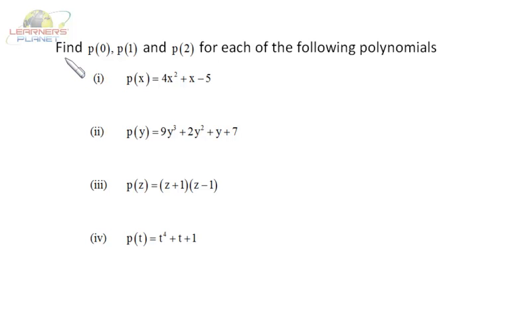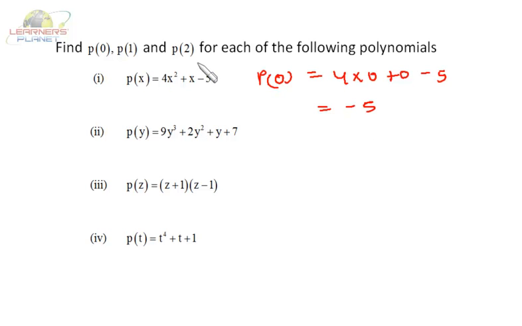Now in this question, find P0, P1 and P2 for each of the following polynomials. Same as in the previous question, you have to put the value of x as 0, 1 or 2 and you have to get the value of the right hand side expression. Okay, so suppose in this example I find out P0. That means I am putting x as 0. So this expression will be 0 plus 0 minus 5. So finally I am getting minus 5. So in this polynomial, P0 is minus 5.